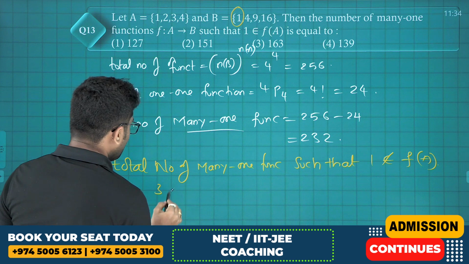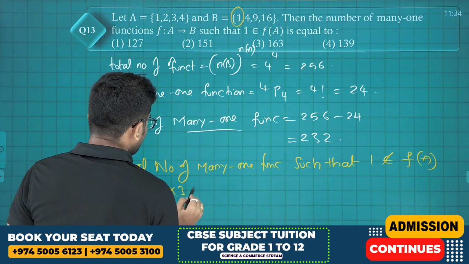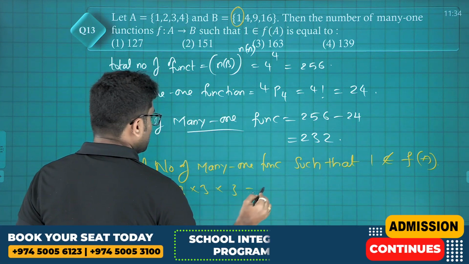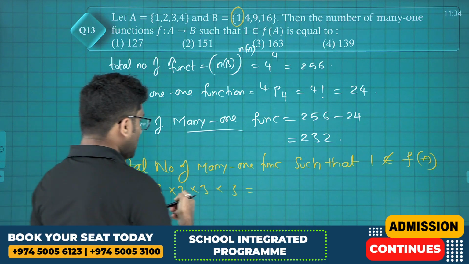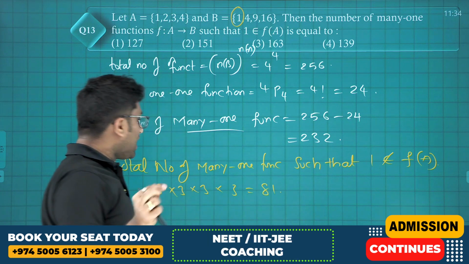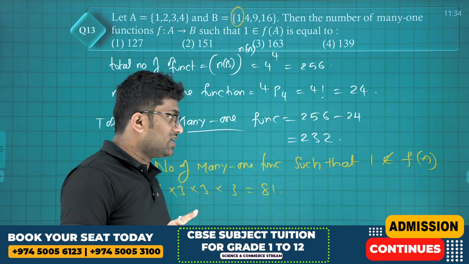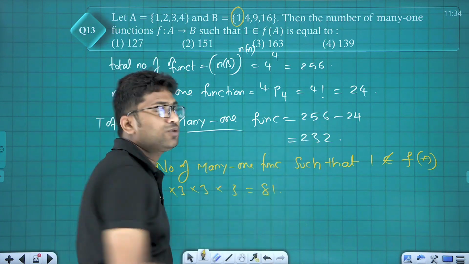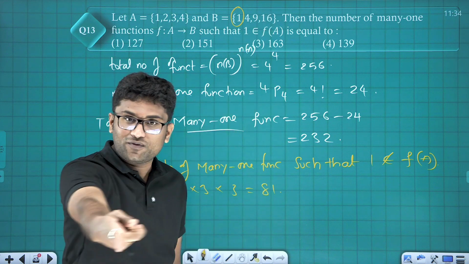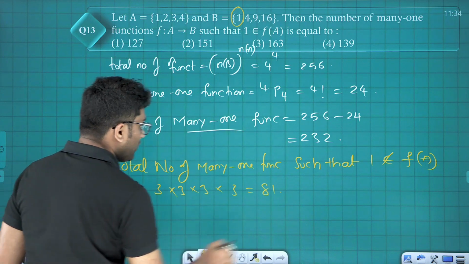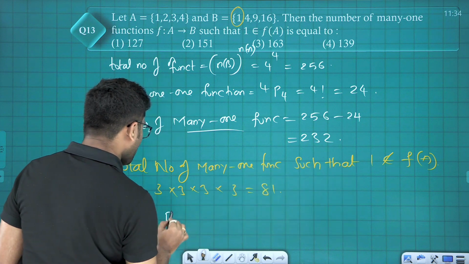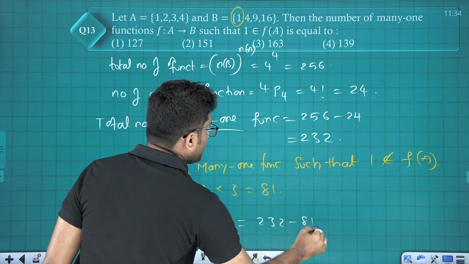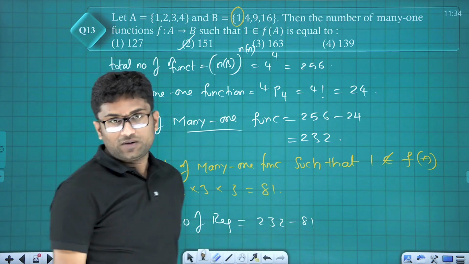So each, now this 1 has how many options? 3 options. 2 has 3 options. 3 has 3 options. Even 4 also has 3 options. So this is nothing but 3 3s, 9, 9 9s 81. So there will be total 81 functions such that 1 does not belong to f(A). But we have to exclude this 81 from 232 so that 1 belongs to f(A). Clear? So total number required is 232 minus 81, which is 151.